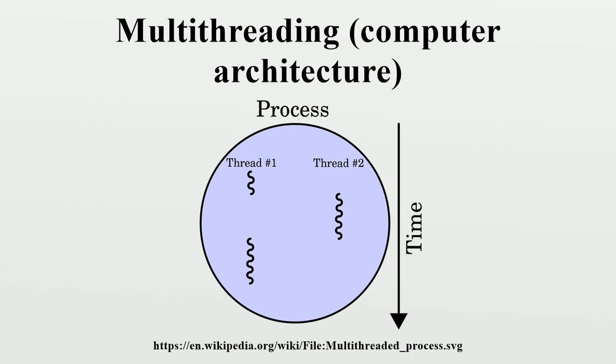For example, in cycle I+1, an instruction from thread B is issued. In cycle I+2, an instruction from thread C is issued. This type of multithreading was first called barrel processing, in which the staves of a barrel represent the pipeline stages and their executing threads. Interleaved, preemptive, fine-grained or time-sliced multithreading are more modern terminology.